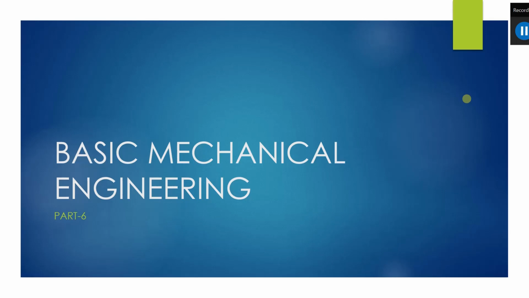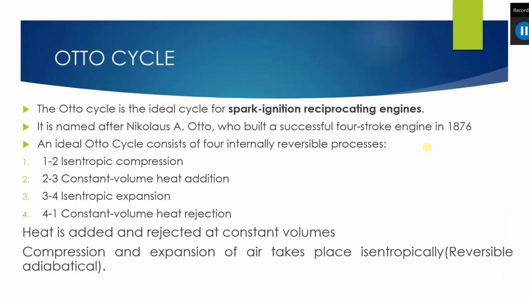The second cycle usually used in thermodynamic processes is the Otto cycle. The Otto cycle is an ideal reversible cycle, and it is commonly used in all spark ignition reciprocating engines. That means it is commonly used in our cars and other vehicles.